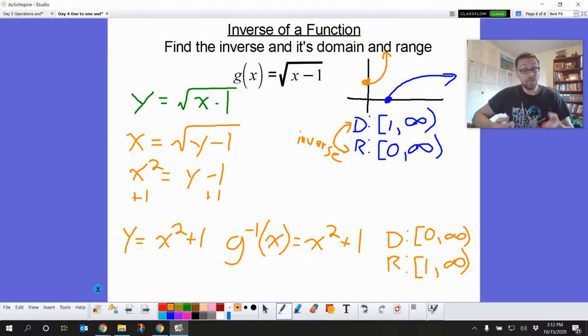But that's all you gotta do. You swap the x and y and solve, and then you swap the domain and range. That's it. Look at the graphs. It's all good.